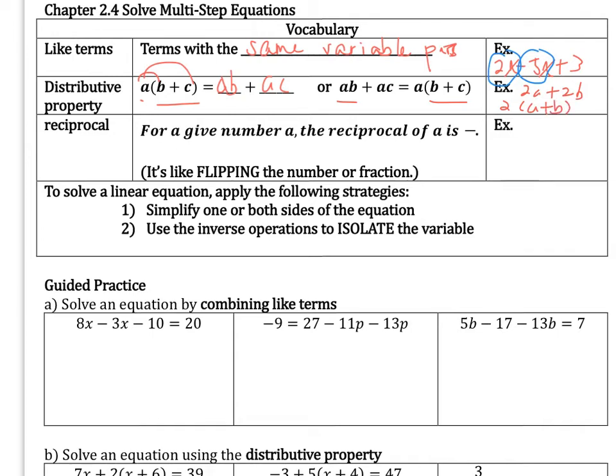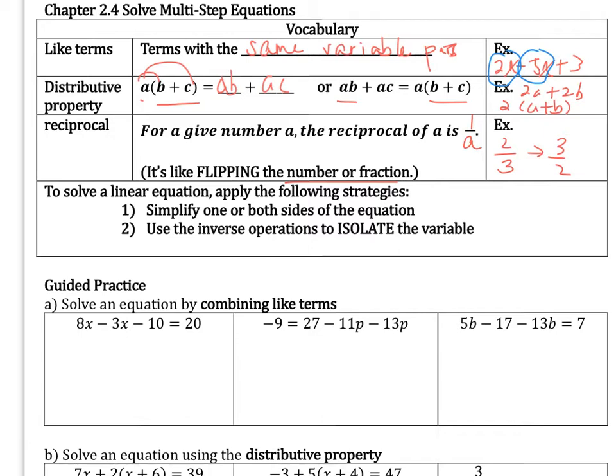And the next vocab word, reciprocal. For a given number a, the reciprocal of a is 1 over a. So a numerical example would be for 2/3, the reciprocal would be 3 over 2. It's like flipping the number or fraction.